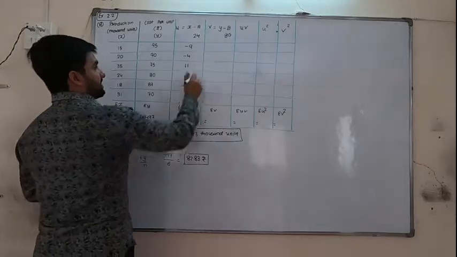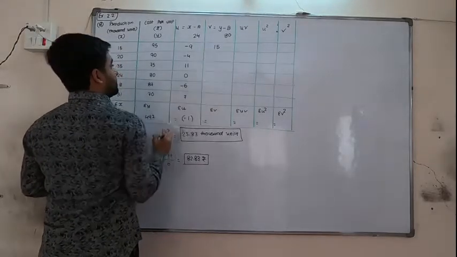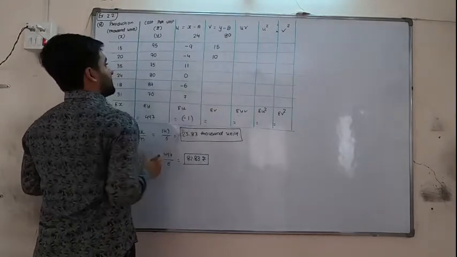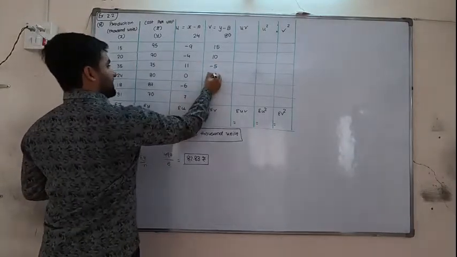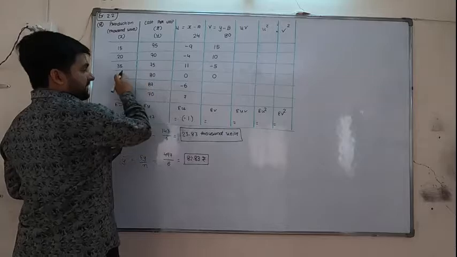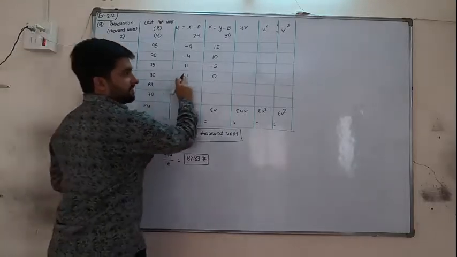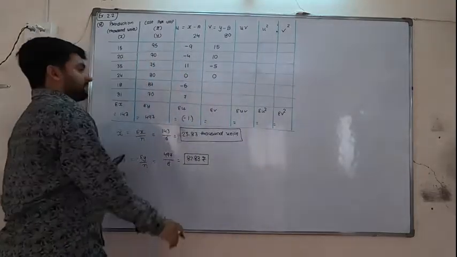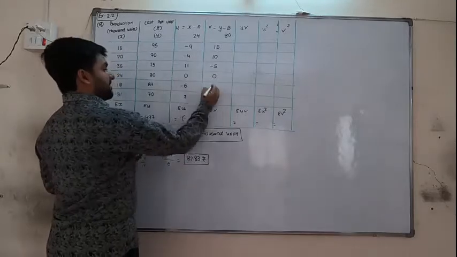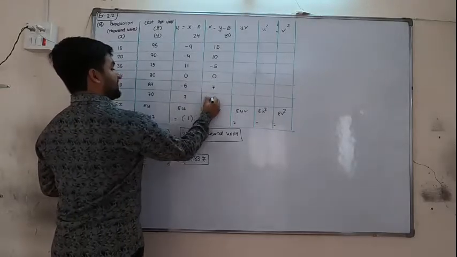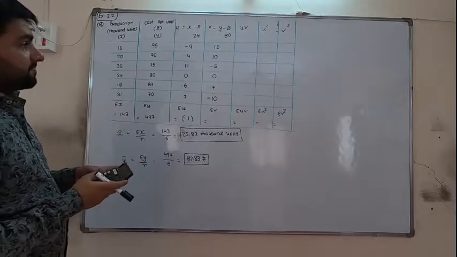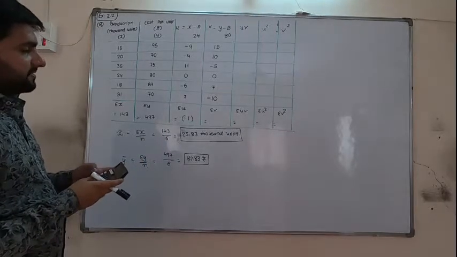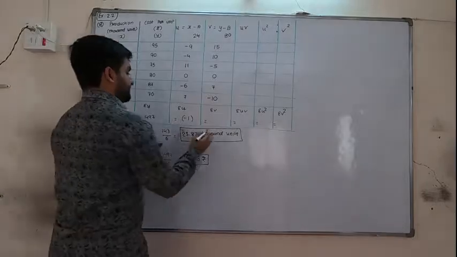So 95 minus 80 is 15. 90 minus 80 is 10. 75 minus 80 is minus 5. 80 minus 80 is 0. Now see, if we have selected these two values, then this whole line will be 0. Okay. So 87 minus 80 is 7. 70 minus 80 is minus 10. 15 plus 10 minus 5 plus 7 minus 10 is 17.